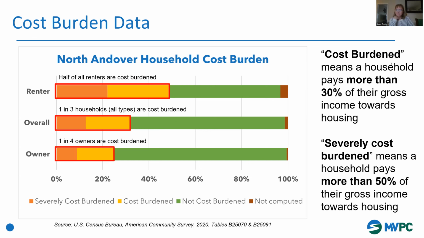Severely cost burdened means a household pays more than 50% of that gross income towards housing. As you can see in North Andover, about half of all renters are cost burdened. So half of folks renting in town are paying more for their housing than they can actually afford. Owners in North Andover are not immune to cost burden either, where we see 1 in 4 homeowners are actually cost burdened. Overall in town, 1 in 3 households are cost burdened. So what we start to think about here is, what does that mean both for affordability? Is there enough affordable housing around town?